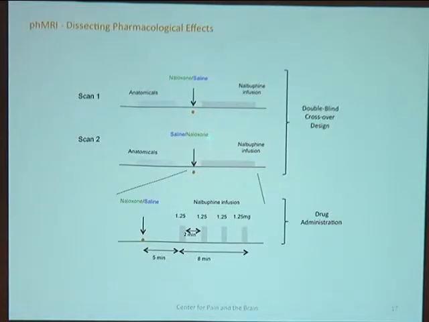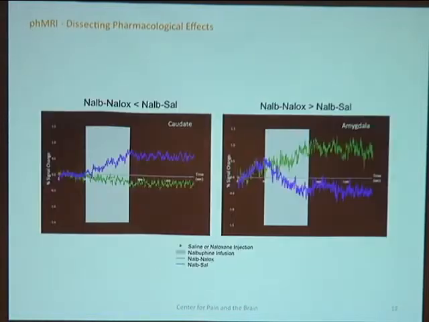Or saline, and this should be, so it's either naloxone or saline, or saline and not naloxone. In other words, it's a crossover design. And then they get the nalbuphine infusion. And so what we see in different regions, and this is the bold response in specific regions within the brain, of the nalbuphine naloxone activity compared in green versus the nalbuphine saline activity in one region, the caudate.